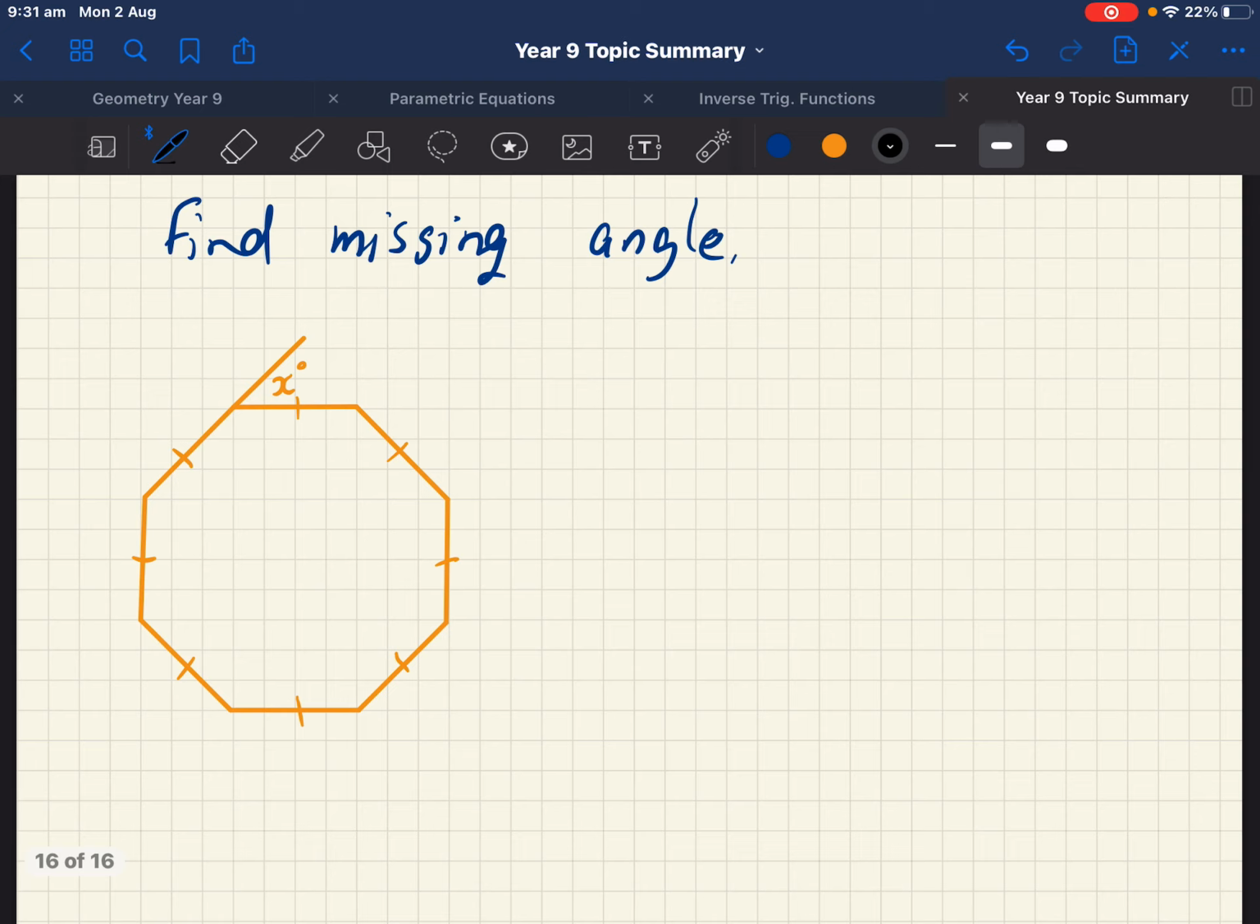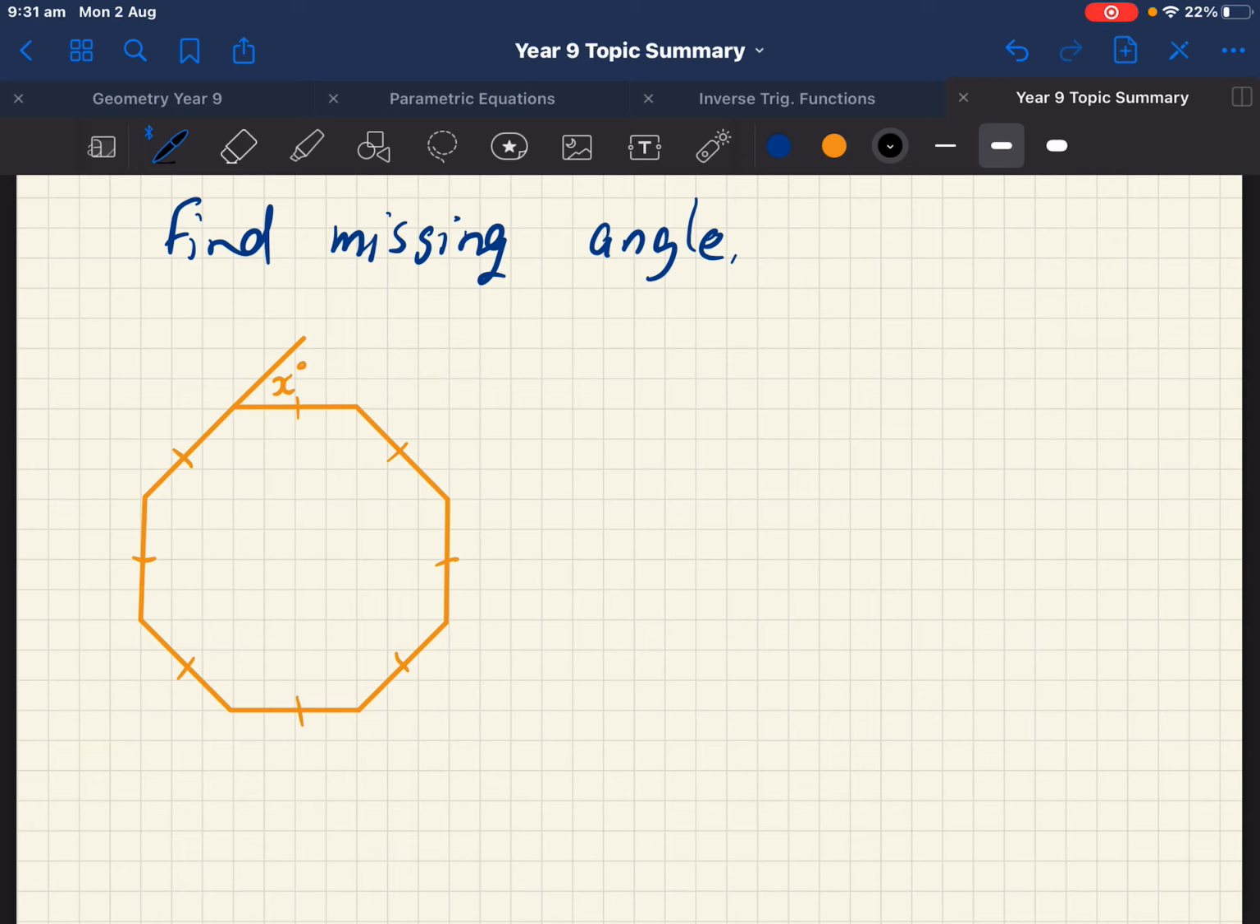And that brings us on to the last question. It's an exterior angle of a regular polygon, which was the very last lesson from last week. So pause the video, have a go at answering. Hopefully you remember last week. And let's have a go at doing it.